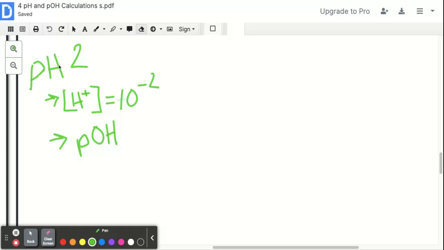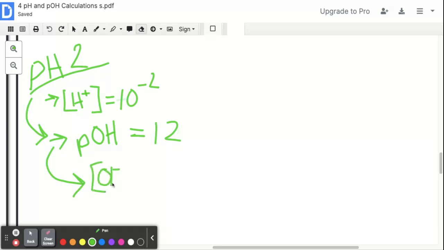Now, separately, I could also just find the pOH using the pH. If that's all I needed, you're just subtracting that from 14. So I can very easily say that my pOH is 12. Now, if you're given the pH and you need the hydroxide concentration, you're first going to have to find the pOH and then the hydroxide concentration, because you have to have the pOH before you can plug it into 10 to the power of negative pOH.